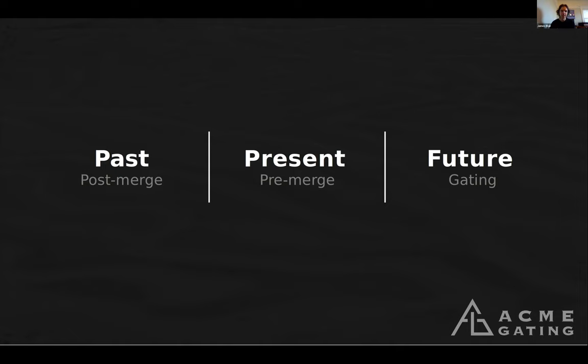Later on, we gained the ability to test changes before they were merged. You upload a change to Gerrit or open a GitHub pull request or something like that, and a CI system might run tests on that change and tell you if it's good or not. So you're testing the present. You're testing this thing that you just wrote.